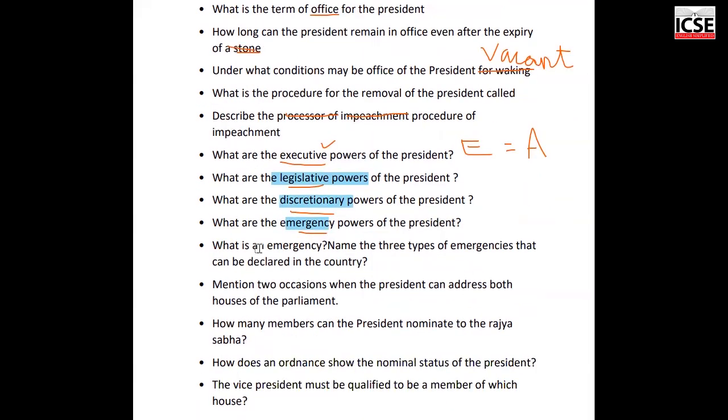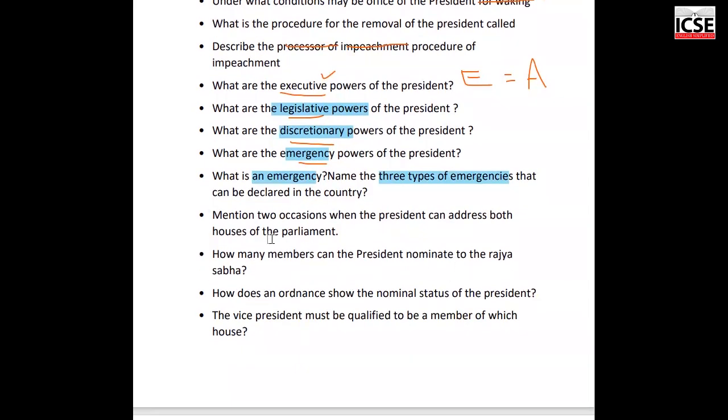Next important question, what is an emergency? Name the 3 types of emergencies. Again, this is very important. Get the names correct. The 2 occasions when the president can address both the houses of the parliament, it's also a very important question. You can check this under legislative powers. What are the 2 occasions? When he addresses both the houses at the first session after the general election, or at the first session at the beginning of every year. It could also be an emergency.